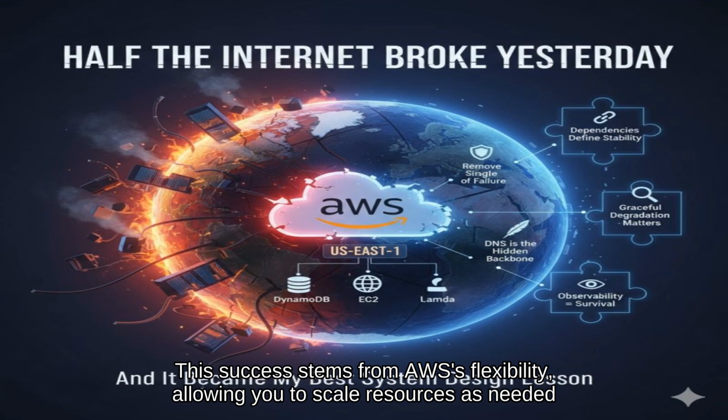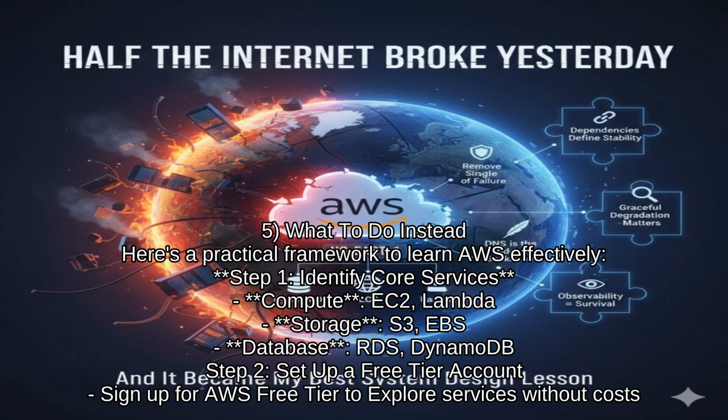What to do instead. Here's a practical framework to learn AWS effectively. Step 1. Identify core services: compute, EC2, Lambda; storage, S3, EBS; database, RDS, DynamoDB. Step 2. Set up a free tier account. Sign up for AWS free tier to explore services without costs.